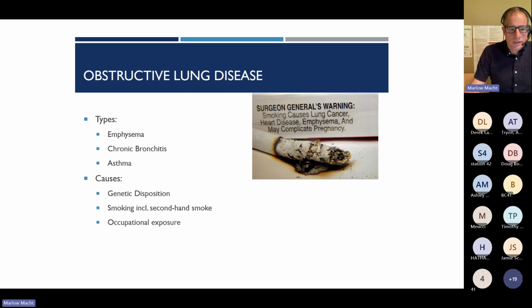So obstructive lung disease includes COPD, which is emphysema and chronic bronchitis, as well as asthma. Asthma is primarily related to a genetic disposition, as well as somewhat to allergy exposures. There are a handful of cases of COPD that are related to genetic disposition, but obviously the primary cause for COPD is smoking. And then a small number of patients have COPD because of occupational exposure to toxins.